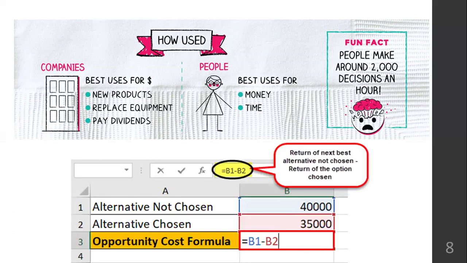And this is what I was explaining. You have two choices, let's say, the alternative that you have not chosen and the alternative that you have chosen. In both, there are different values. One is 40,000, one is 35,000. What is the opportunity cost? The difference between these two opportunities, that is 5,000. 5,000 is the opportunity cost.